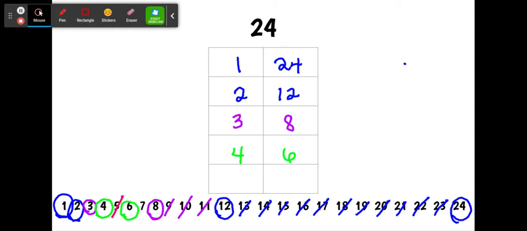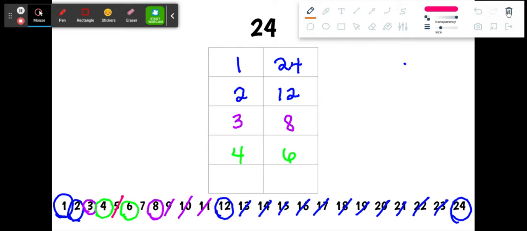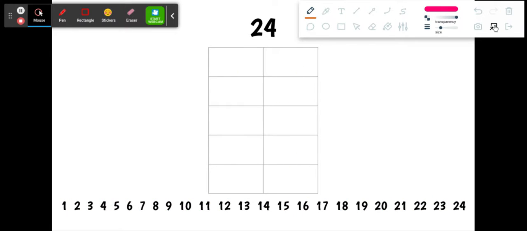What I have here is a table of all of the possible factors of 24. This is it. There's 8 of them. All right, let's try this again. We're going to do it again, but this time we're going to have a different target number.